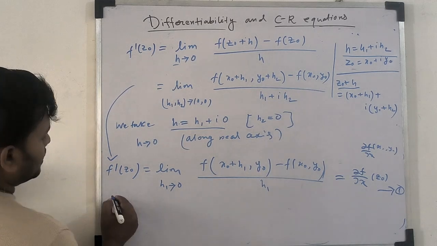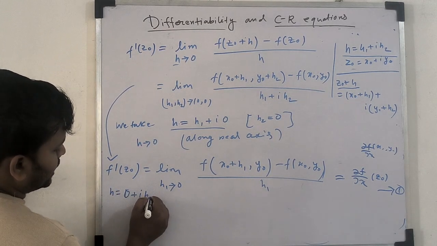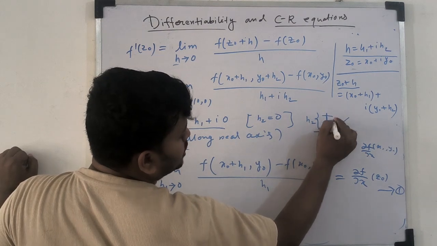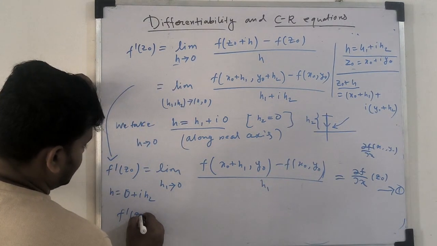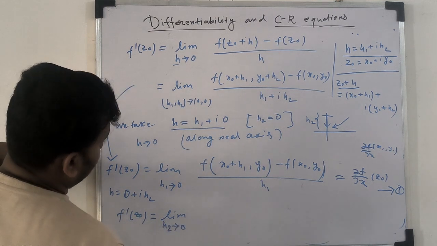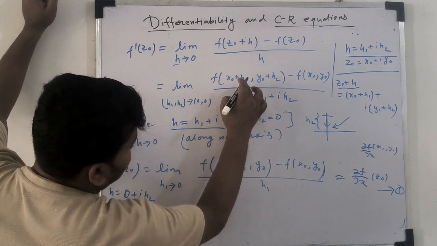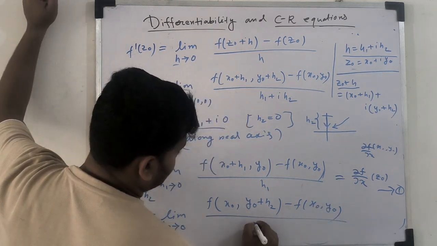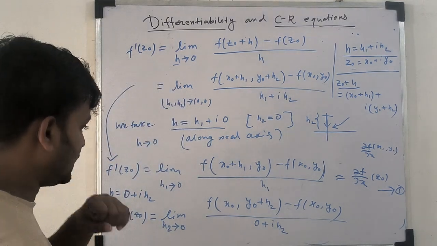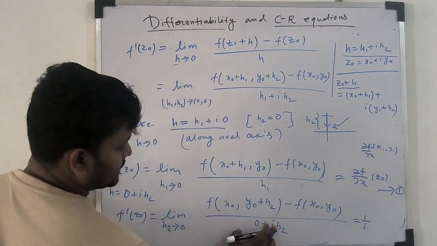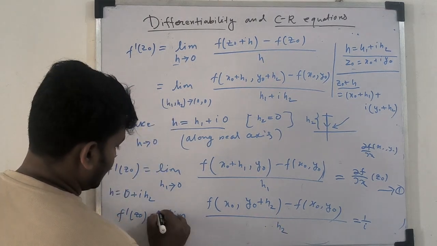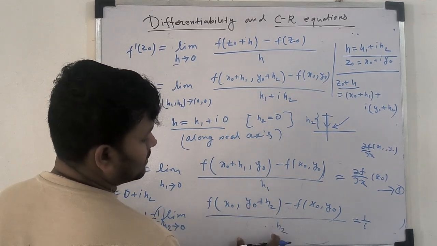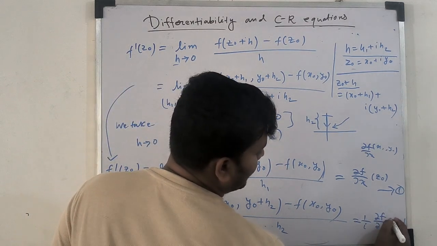We label it as 1. Now whenever we take h equal to 0 plus i into h2, that is h1 equal to 0, this will be i h2, and h tends to 0 implies h2 tends to 0. So from this we get f dash z0 equal to the limit as h2 tends to 0 of f of x0 plus 0, y0 plus h2, minus f of x0, y0, divided by i into h2. If we take out 1 by i, the limit of f of x0, y0 plus h2 minus f of x0, y0, divided by h2 is nothing but del f del y at x0, y0, that is z0.